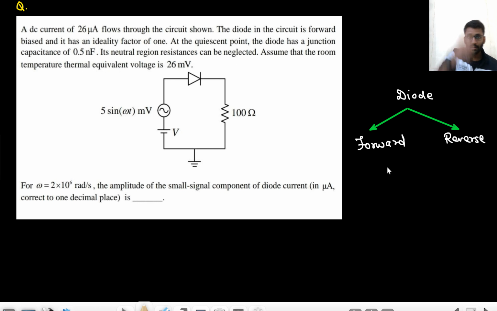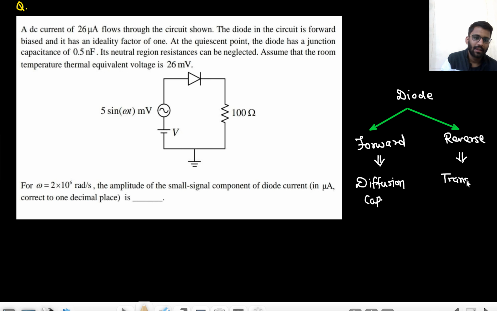Okay, in forward bias there will be diffusion capacitance, and in reverse bias there will be transition capacitance. How does this capacitance come? You don't need to think about it. This is completely diode physics.